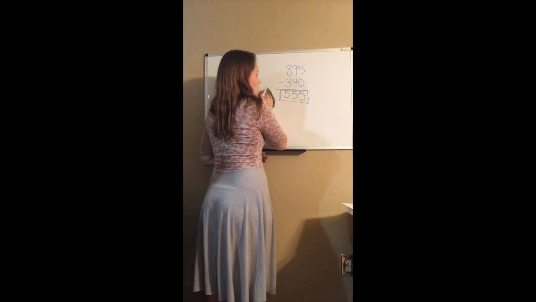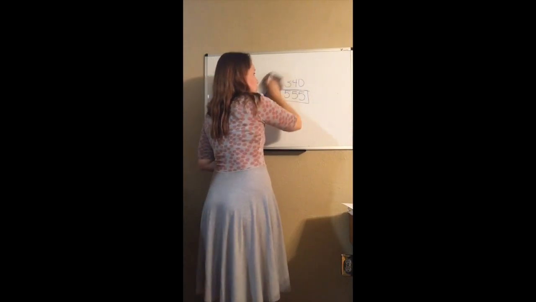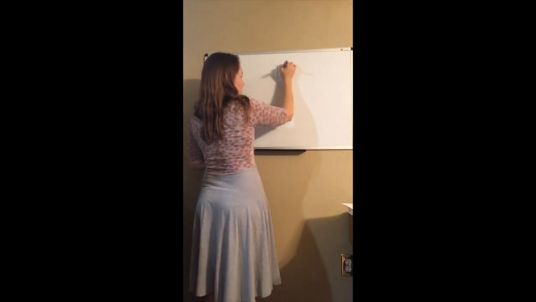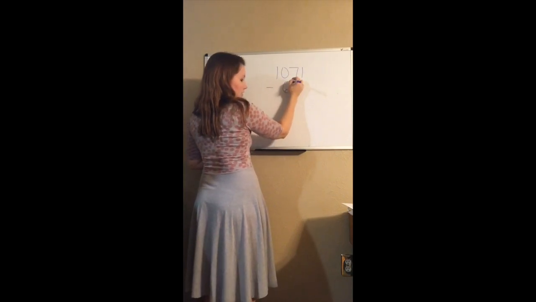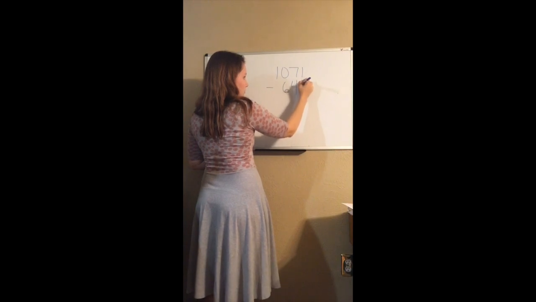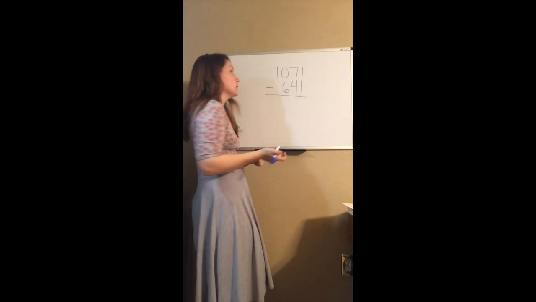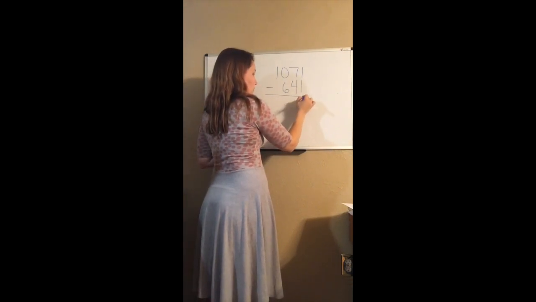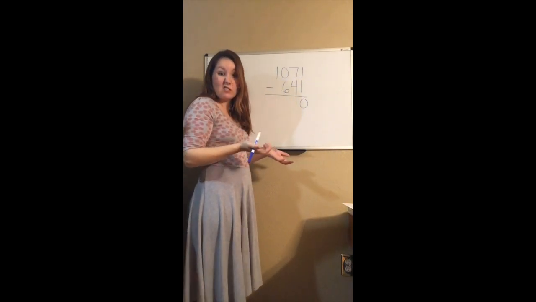So let's look at one that's a little more difficult. What happens when this number appears smaller than this number right here? So let's look at a problem that gives us that. 1,071 minus 641. So then we're going to continue to subtract down. 1 minus 1 gives us 0. 7 minus 4 will give us 3.